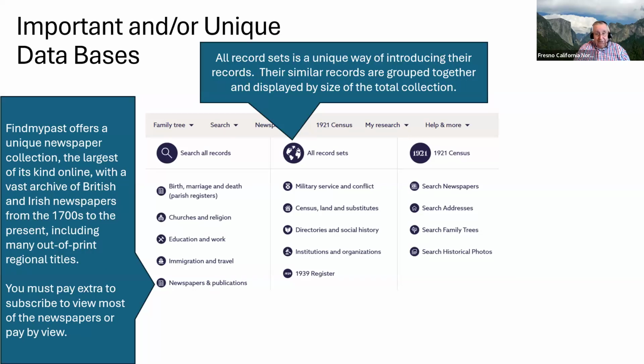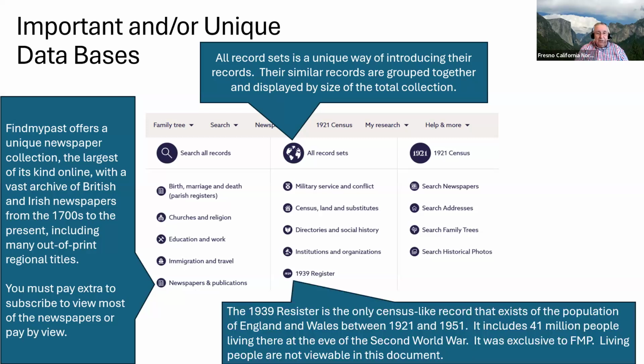The all records sets is a nice way of them collecting together like all the military records. You can do one search for military or one search for census and so on. And in there is included this 1939 register. They wanted a census at the beginning of the Second World War. They weren't going to wait until 1941. The war was already started. They needed to know how many people they had. I have a feeling that there was a purpose behind this of making sure they knew where all the guys were so they could draft them. But anyway, they had a problem.